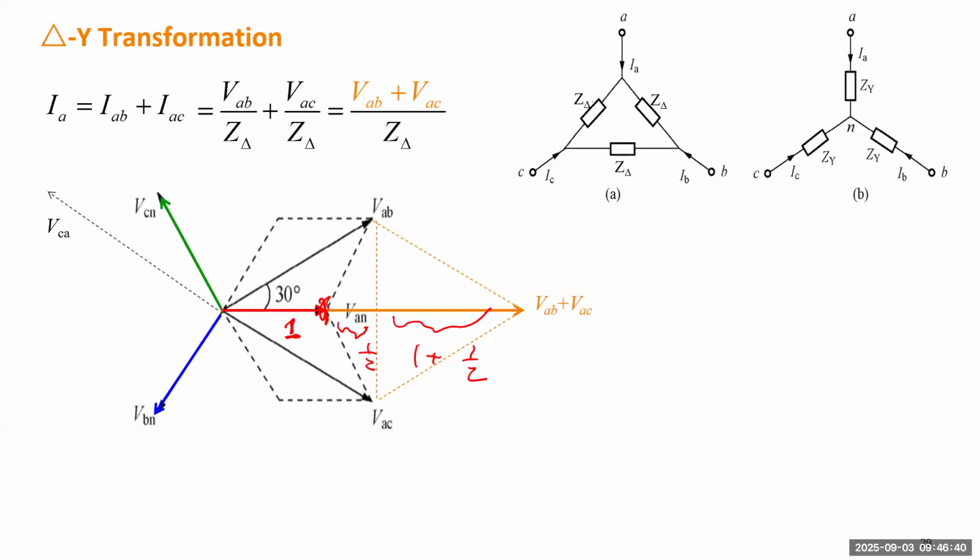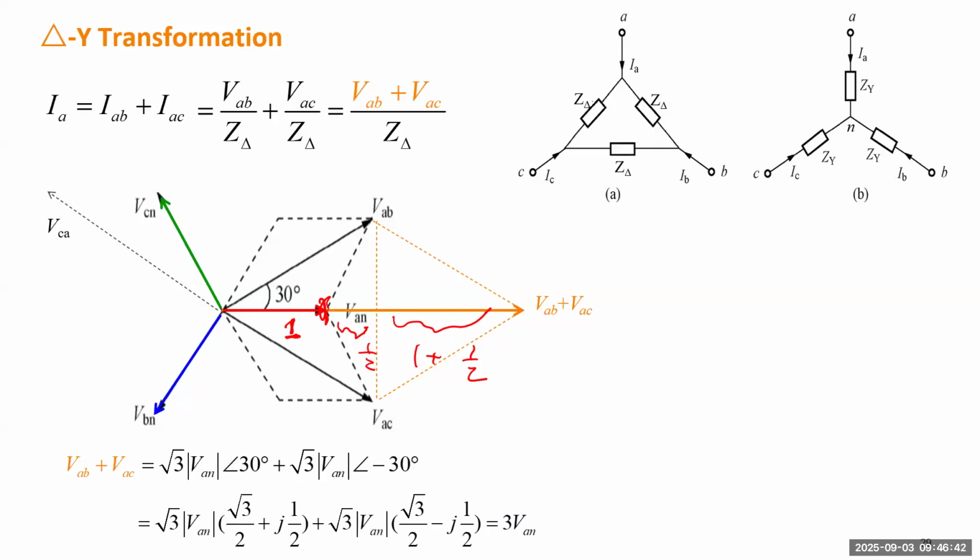You can use complex numbers to prove it. You just calculate the summation of VAB and VAC because you already know the phasor representation of each voltage. You change each one into the form of real part plus imaginary part, and the imaginary parts cancel out. So finally, you get 3 times VN. So you can either use the geometry to prove it, or use this complex number formula to prove it.